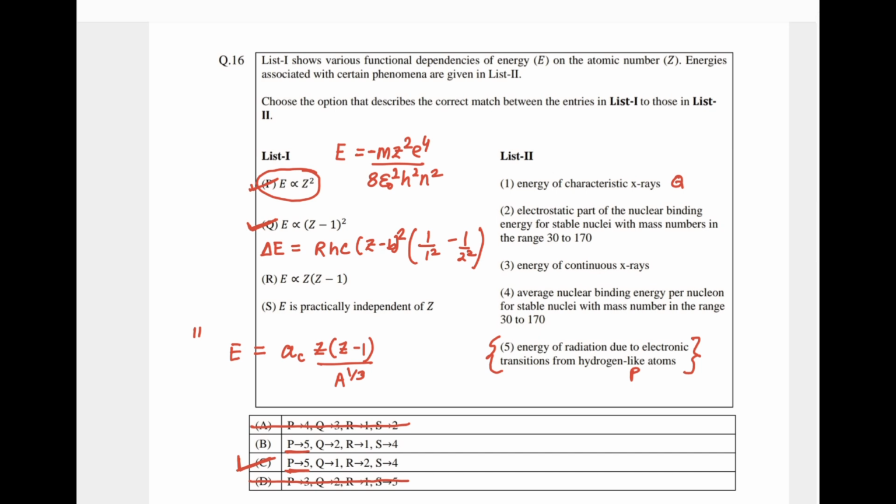So over here E Coulomb is the electrostatic repulsion energy, and we can say that this term R is matching with option 2. So 2 matches with R, or R matches with 2, we are still going with C. And then the last part, E is practically independent of Z. So we are looking at this part where E is independent of Z.